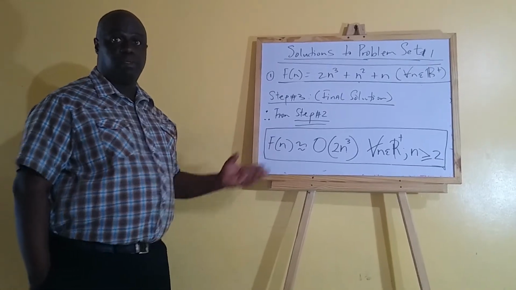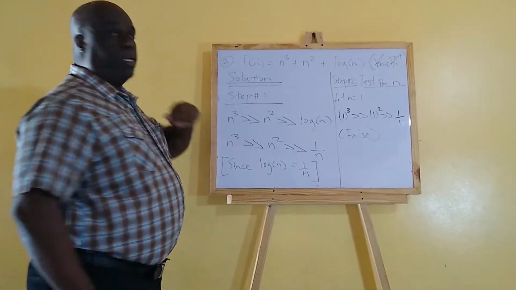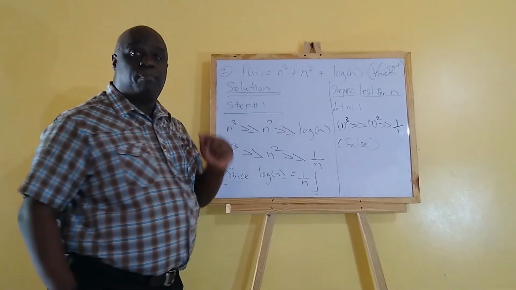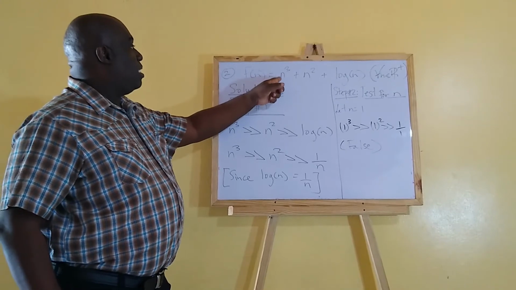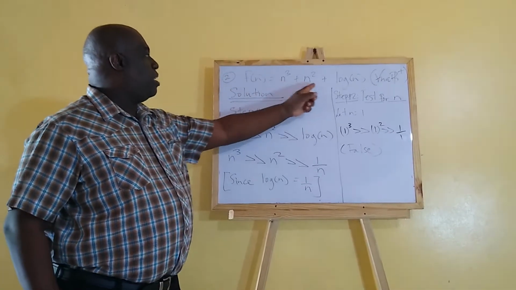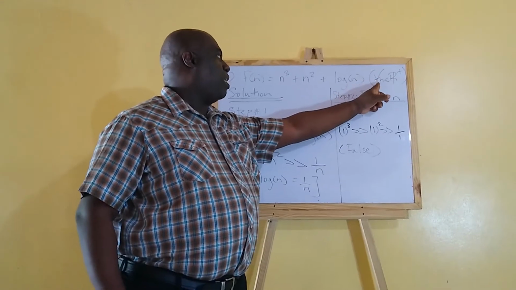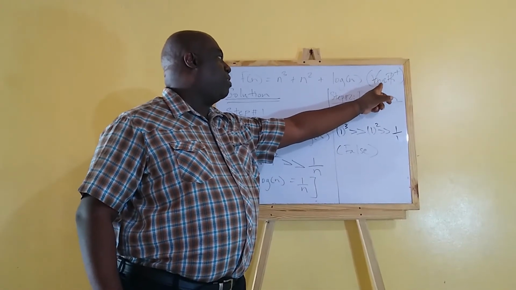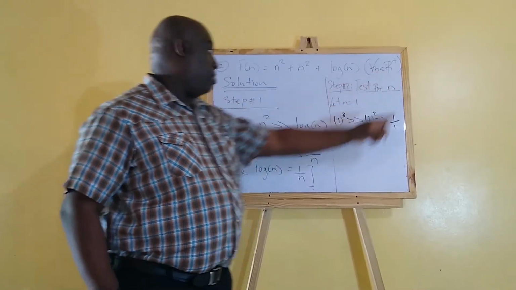Let's do the second one. Okay, so class, let us look at the second problem now that we have done the first one. F of n is equivalent to n cubed plus n squared plus the log of n, where we are saying, using the upside down looking v, for all values of n belonging to the set of all positive real numbers.